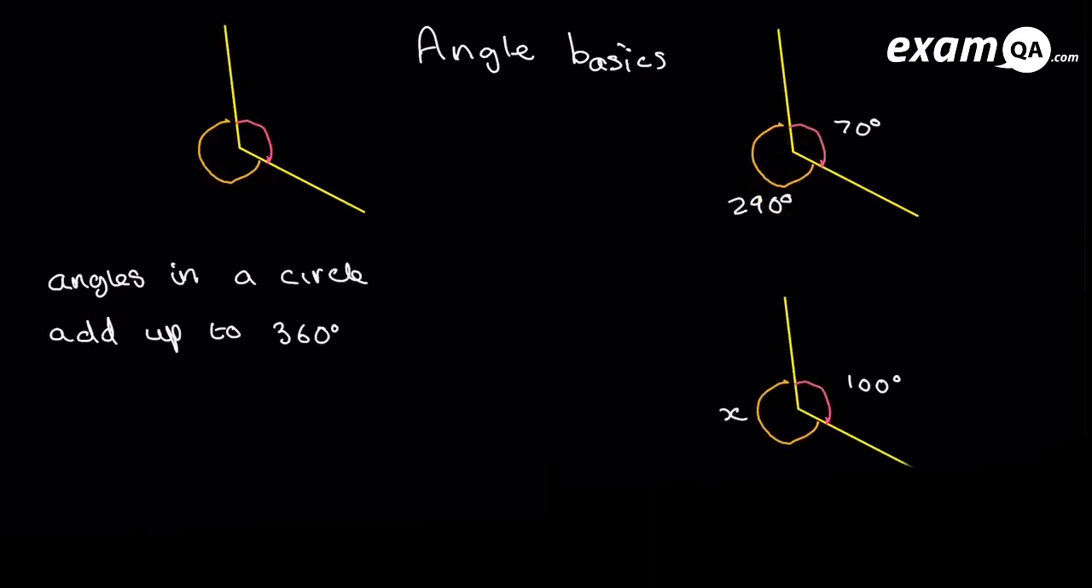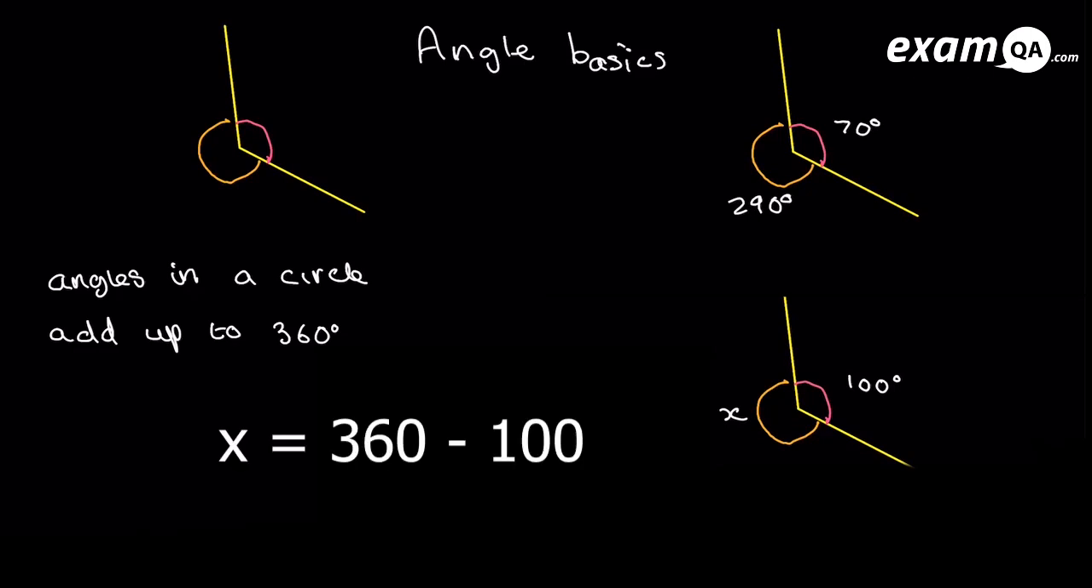Okay, so here I've got a question for you. We need to work out what x is. Now we know one of the angles is 100 degrees. And we also know they both need to add up to 360. So we can find out what's left in order to make it add up to 360 by doing 360 minus 100. And there you go. X is 260 degrees.